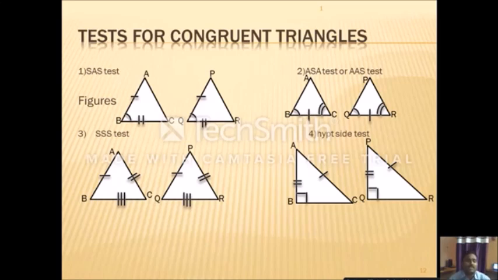Third, if all three sides of one triangle are congruent to the corresponding sides of the other triangle, then the two triangles are congruent to each other. That is the SSS test. Fourth, in right angle triangles, if the hypotenuse of one triangle is congruent to the hypotenuse of the other right angle triangle and any perpendicular side of one triangle is congruent to the corresponding side of the other triangle, then the two right angle triangles are congruent to each other.